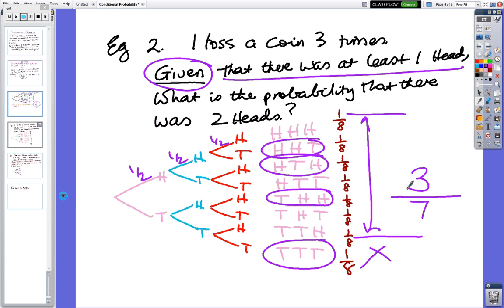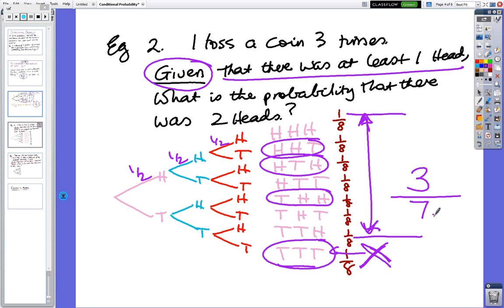So what we have to do is look at the condition and work out what you can't have. So you can't have 3 tails, and we've got 7 outcomes that are all equally likely. In the next example, we'll have outcomes that aren't equal, but for the time being, they've been equal.